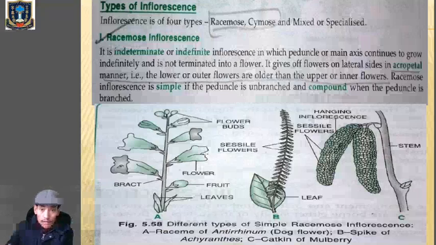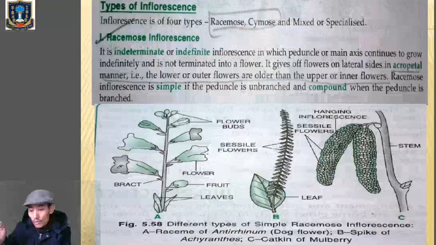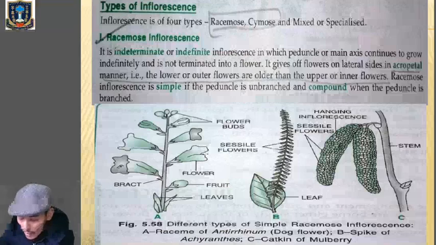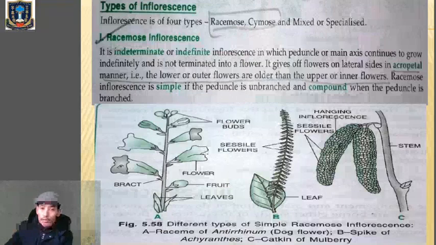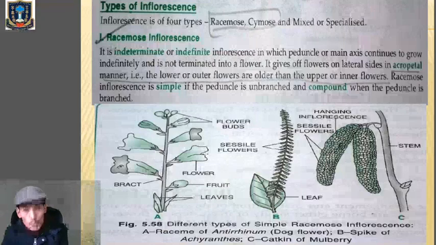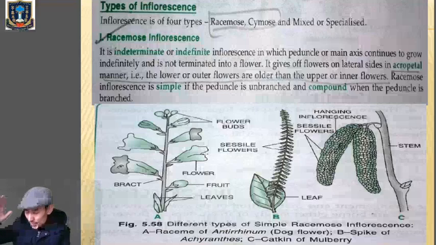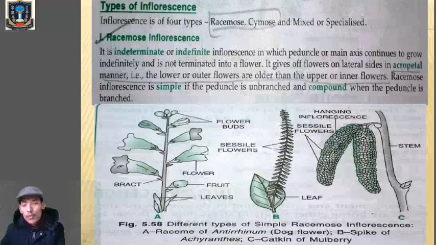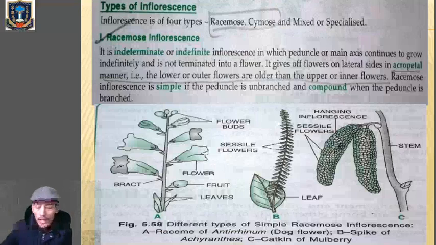You can see over here: racemose, cymose, mixed, or specialized, 4 types. But we have to go with only 2 types of inflorescence according to the syllabus. So we are only going to look at the racemose and the cymose types of inflorescence. Here also there is no need to go through the subtypes of racemose and cymose inflorescence. We only have to go through the definition of these types of inflorescence and the difference between these two. No need to go into details about the mixed or specialized types. So we will see the definitions and the differences.